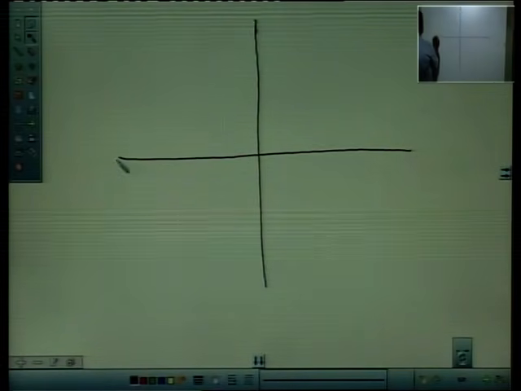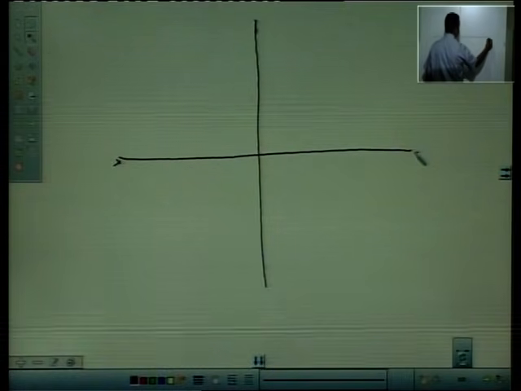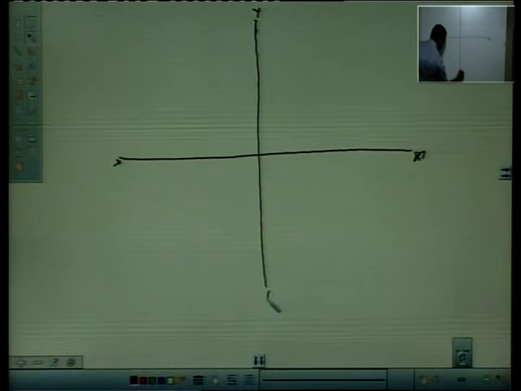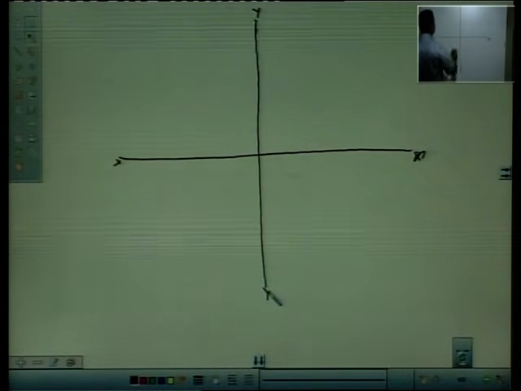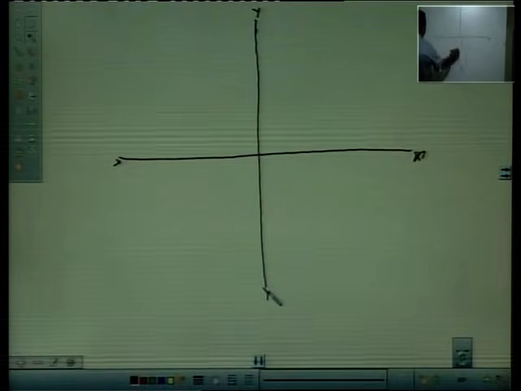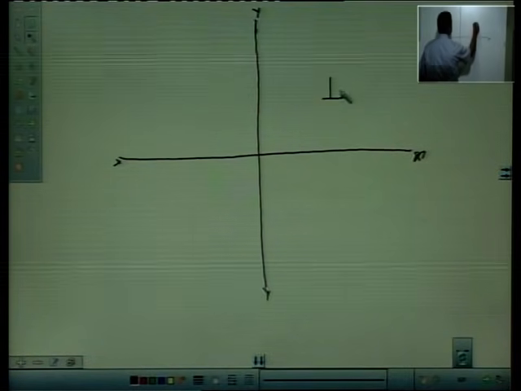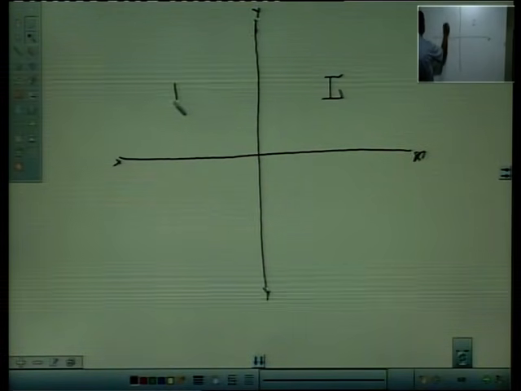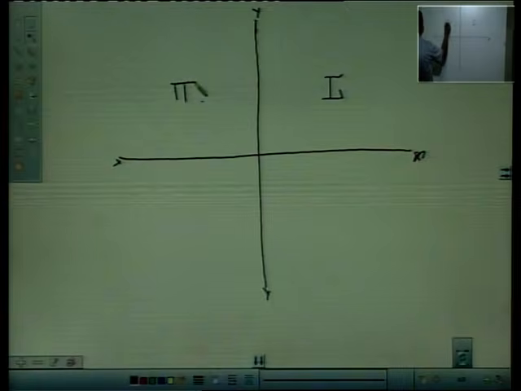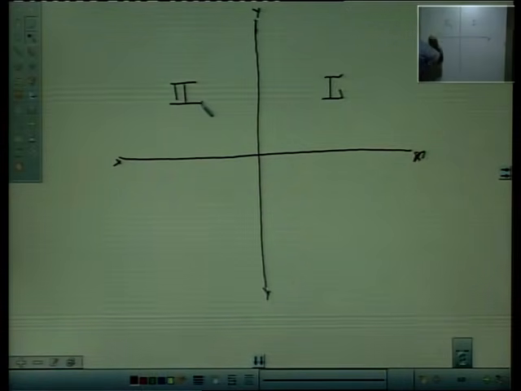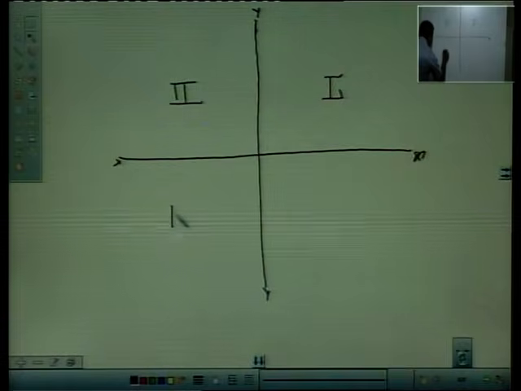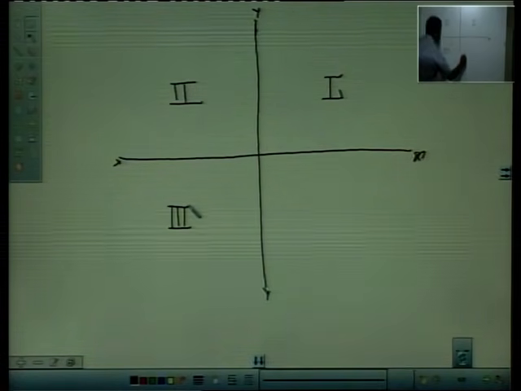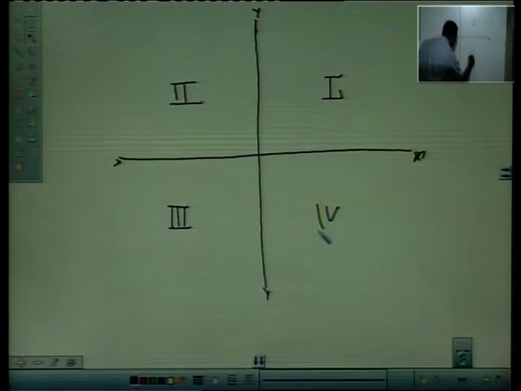See, this line represents the x-axis and this represents the y-axis. So we have four parts, 1, 2, 3, 4. This space is known as quadrant number 1. This space here is known as quadrant number 2. This space here is known as quadrant number 3. And this is quadrant number 4.